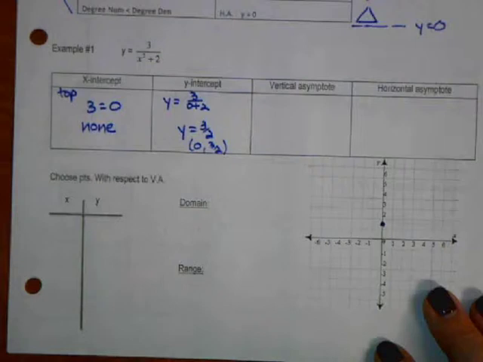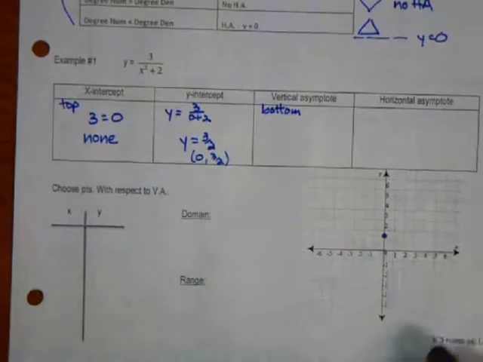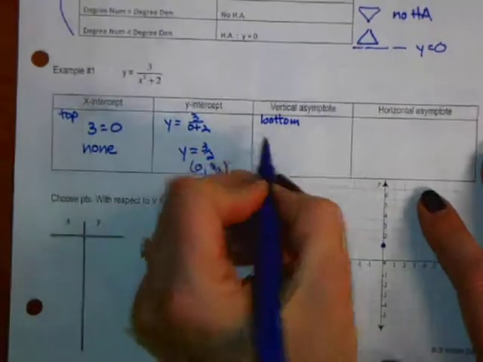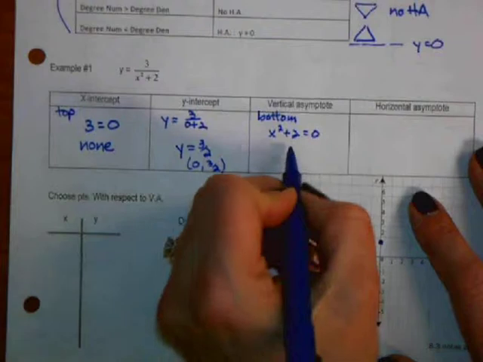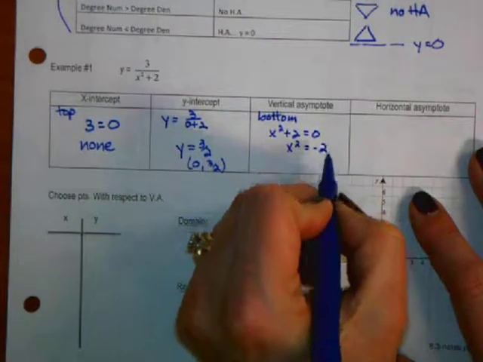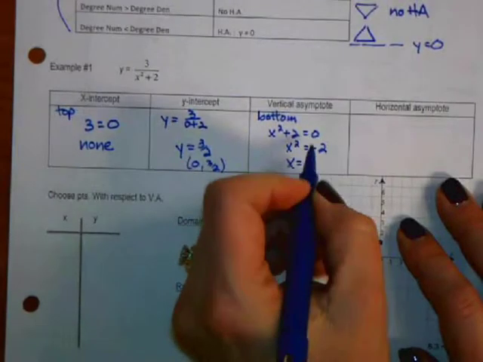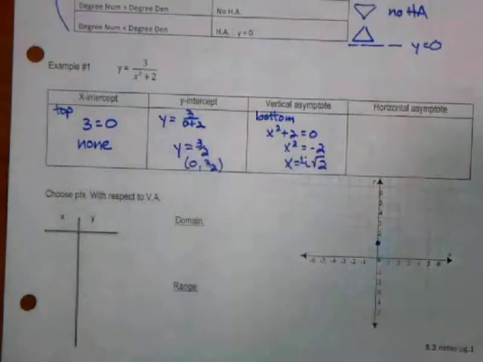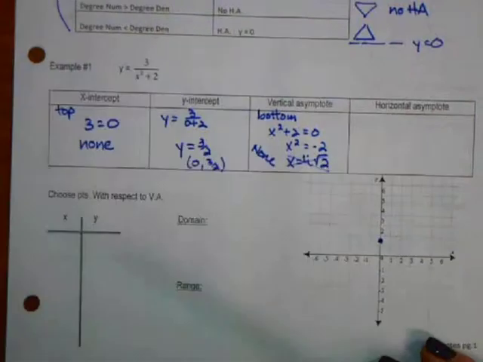The vertical asymptote is based on the bottom. It's whatever x can't make the bottom 0. So I'm going to say, all right, x squared plus 2 equals 0. Set it equal to 0. x squared equals negative 2. Can I stop? What's going to be the problem here? It's going to be an imaginary solution, because you can't take the square root of a negative number and have a real solution, right? So if I took it further, it would look like this, and that can't happen. Can't have an imaginary solution, so there is none. No vertical asymptote.